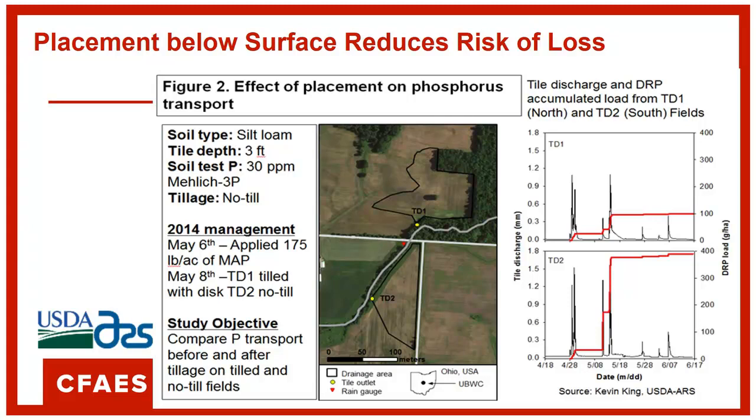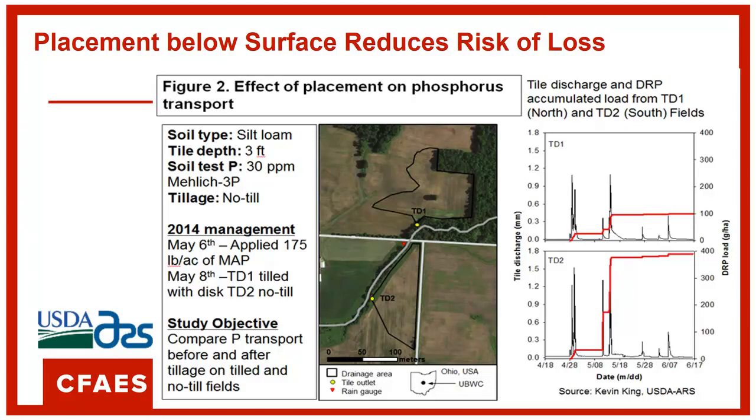On May 8th, the TD1 was tilled with a disc. TD2 was maintained as a no-till, and what we ended up with was a comparison. This is the discharge coming out. On this side, it's the reference to the black line where we talk about tile discharge in millimeters. The red line is the discharge as far as DRP loading, in relationship to the amount of dissolved reactive phosphorus in grams per hectare. TD1 is, once again, the tilled field. TD2 is the no-till field.